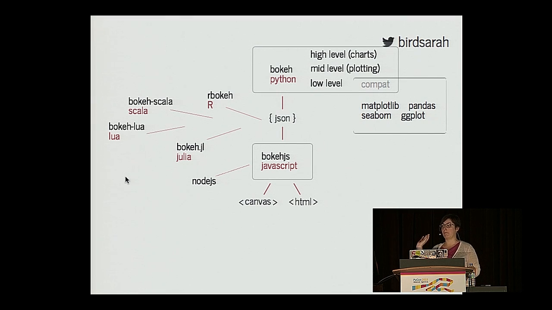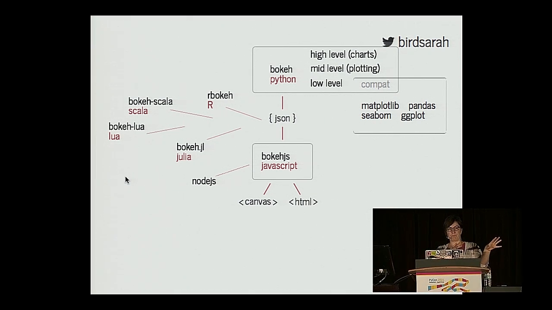So there's RBokeh and Bokeh Scala and all sorts of other things that I've never used. Don't ask me about them, but they exist, and some people think they're really awesome, so I think they're worth mentioning. Also, there's a compatibility layer, the far right there. So if you already have a whole bunch of plots in Matplotlib or Seaborn or something like that, there's already a compatibility layer in there, so you can throw your existing plots in there, and they'll come out as web visualizations for you using Bokeh.